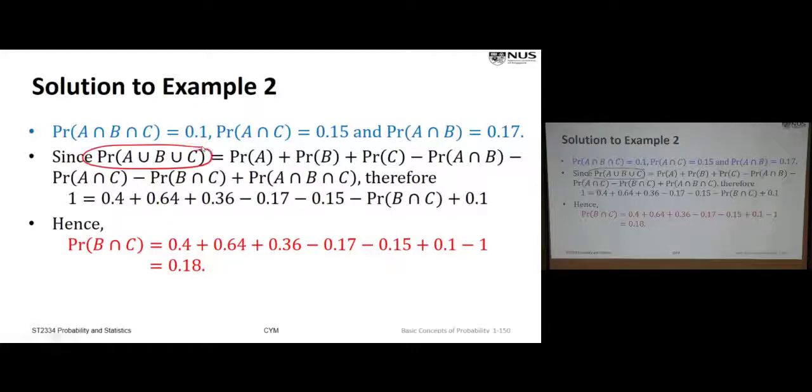This one is equal to 1. We assume that A, B, and C are collectively exhaustive. So this is the property, and all these are known to us except this one. Now we can solve this equation. That's why we have to assume this is equal to 1. If A union B union C is not the whole sample space, then we are in trouble, because we cannot have a second equation that involves the probability of B intersect C from the information given to us. So we have to make this assumption, this equal to 1.